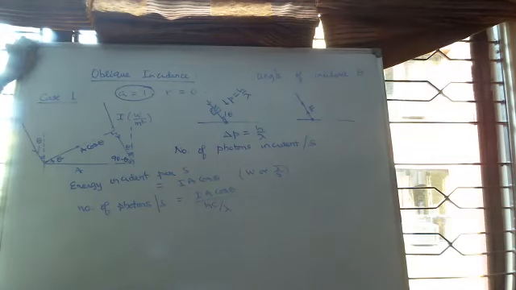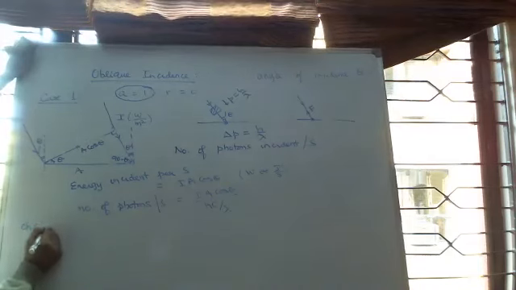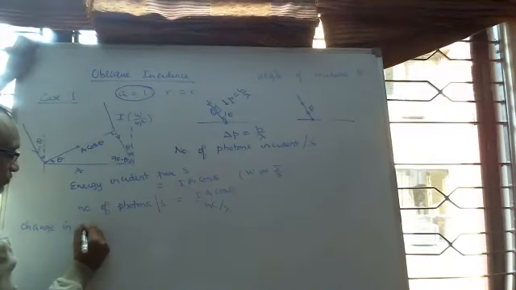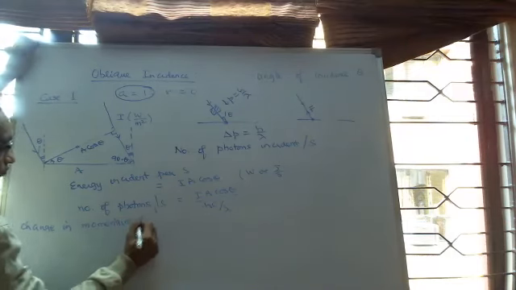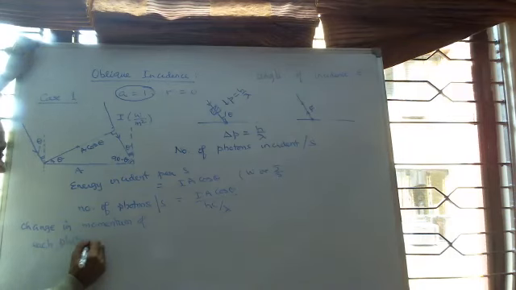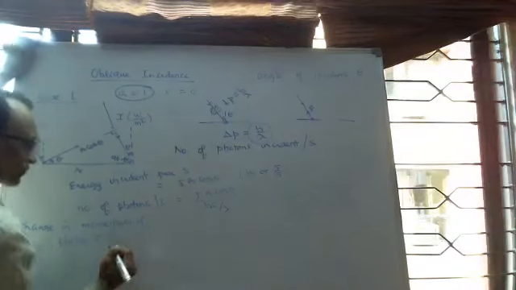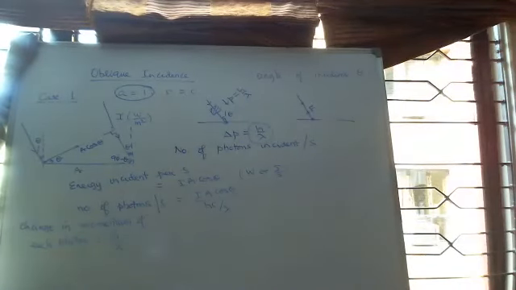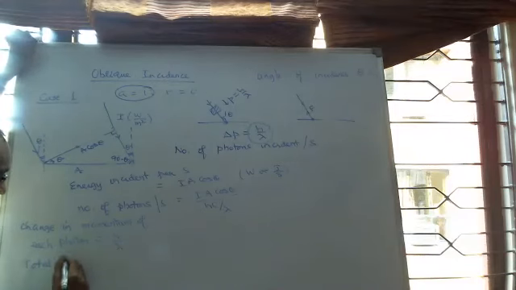And change in linear momentum of every photon. Change in momentum of every photon is like you can see h by lambda. Right? Change in momentum of each photon is h by lambda. So total change in momentum of falling photons per second.